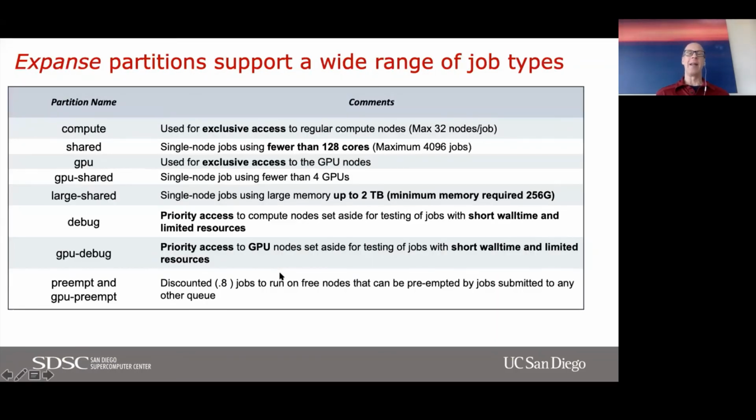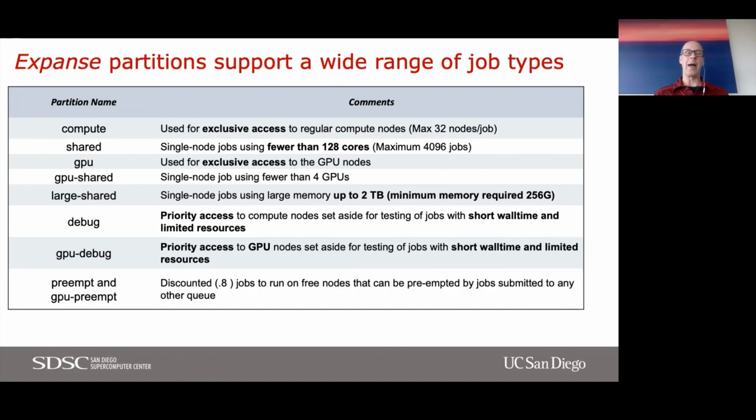And then finally, and I think this is my very last slide, again, this will be covered in the session on job submission. We have different partitions or queues for different types of jobs. So we have a compute queue if you need exclusive access to a compute node. We have a shared queue if you want to use fewer than 128 cores. We have a GPU queue, which will give you exclusive access to all 4 GPUs on a node. But more commonly, you're only going to need 1 GPU. So we give you an option to submit a job into the GPU shared queue that requests 1, 2, or 3 GPUs. We have a queue for accessing the large memory nodes.